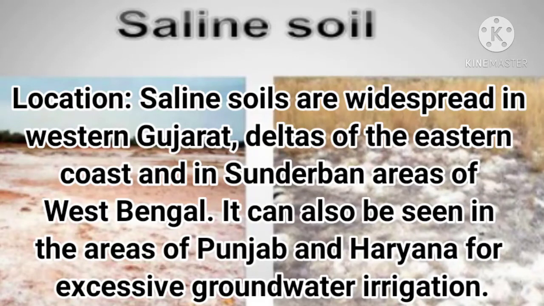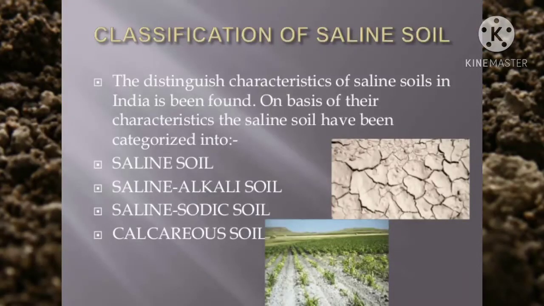Another type of soil is saline soil, which is also known as the semi-arid soil, or which we are getting in the area of semi-arid regions. They have a lack of nitrogen and calcium, and range from sandy to loamy. This type of soil we get in the area of western Gujarat, deltas of the eastern coast, and in Sundarban areas of West Bengal.